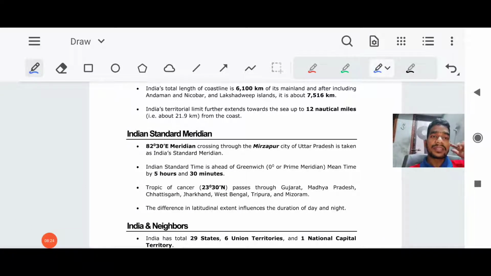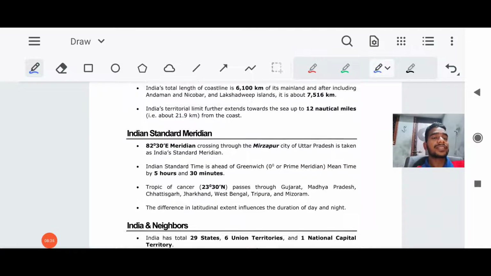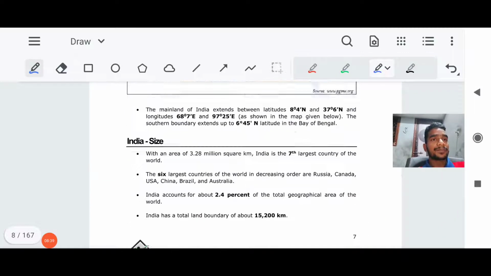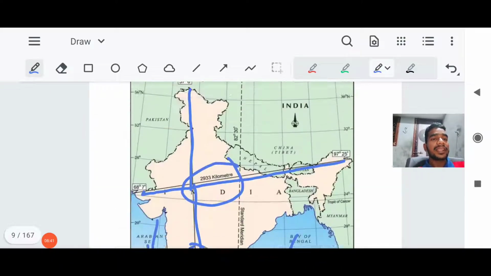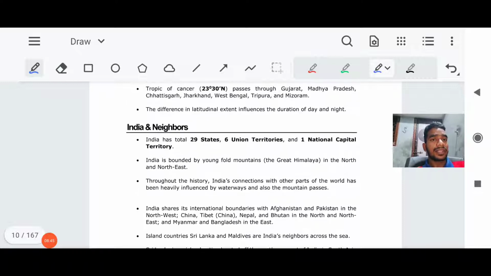The Tropic of Cancer, which lies at 23 degree 30 minutes, passes through Gujarat, Madhya Pradesh, Chhattisgarh, Jharkhand, West Bengal, Tripura and Mizoram. So there are 3, 4, 5, 6, 7 states. इंडिया के 7 स्टेट से ट्रॉपिक ऑफ कैंसर पास होता है. तो इसको आप याद कर लीजिएगा, बहुत ही ज्यादा इंपॉर्टेंट है.